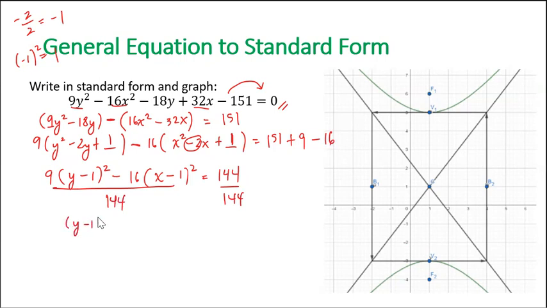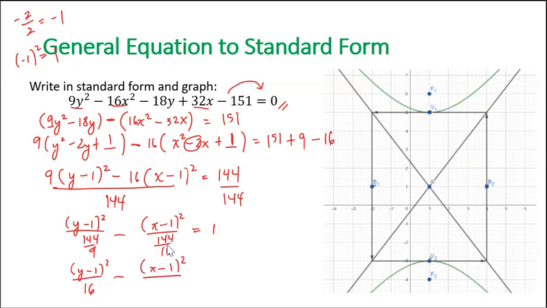So we get y minus 1 square over 144 over 9 minus x minus 1 square over 144 over 16 equals 1. Now the 144 over 9 is actually 16. So this will be over 16 minus x minus 1 square over 144 over 16 is 9. And then this is equated to 1. So this is the standard form of the equation of this hyperbola. Now, since the variable y is positive, then this means that the hyperbola is an up-down hyperbola.